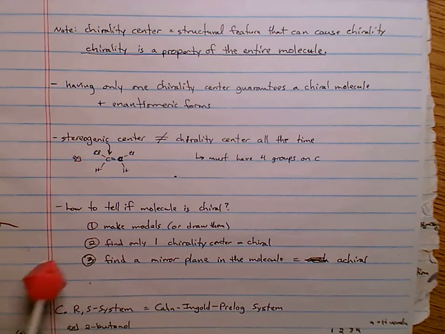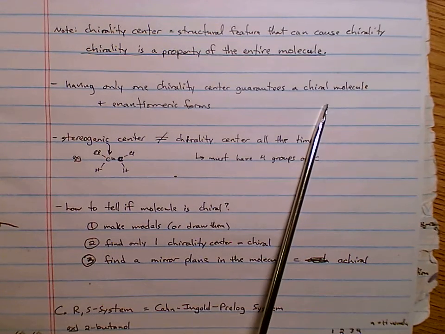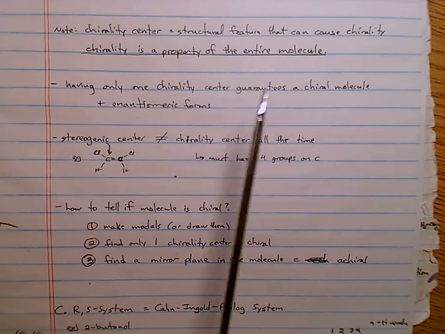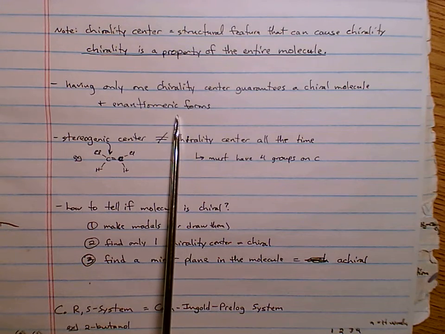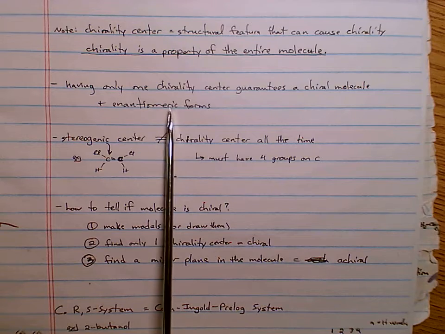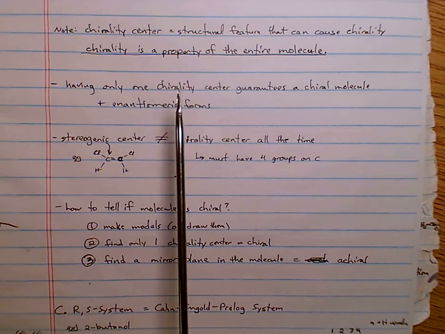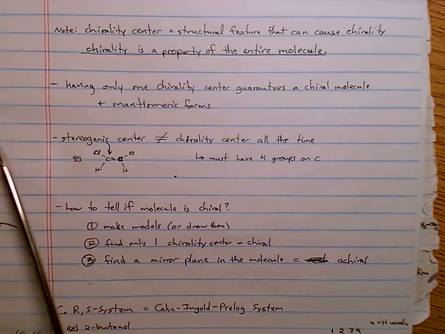All right. Note also that having one chirality center guarantees a chiral molecule. It guarantees that we have 2 enantiomers. We're going to find out that 2 or 3 chirality centers, 2 or 3 chiral carbons, do not guarantee enantiomers. But having one chiral carbon means you have enantiomers.